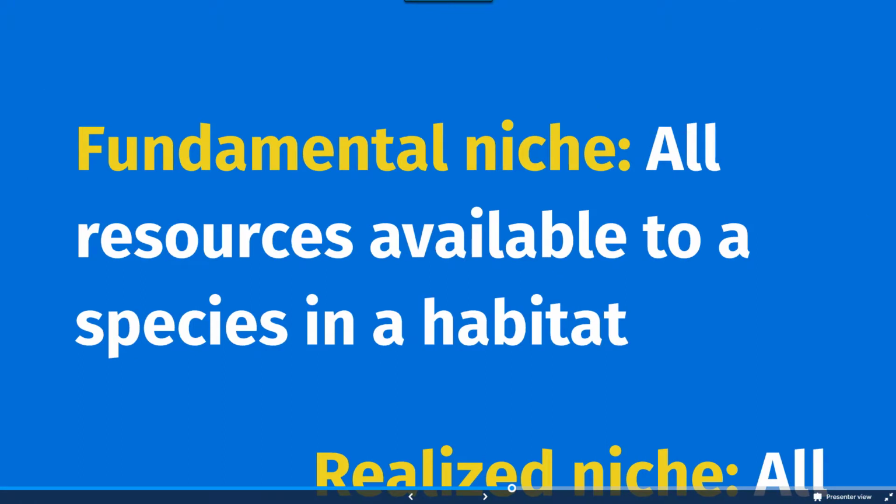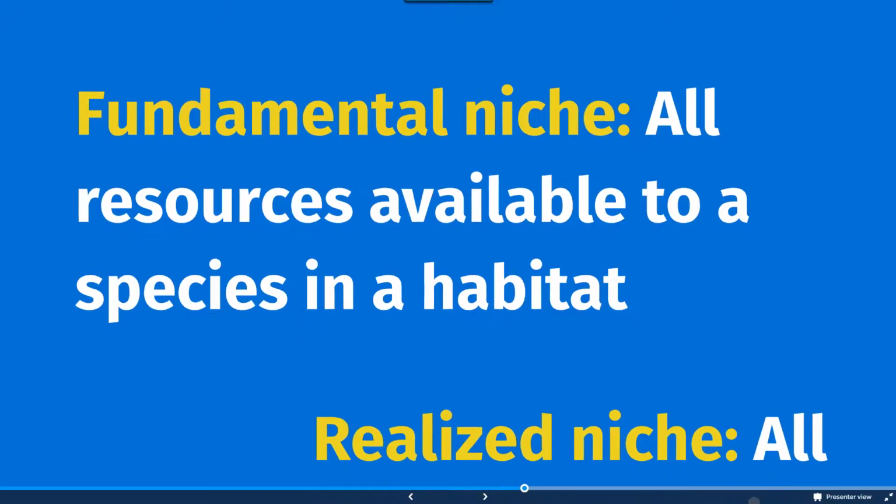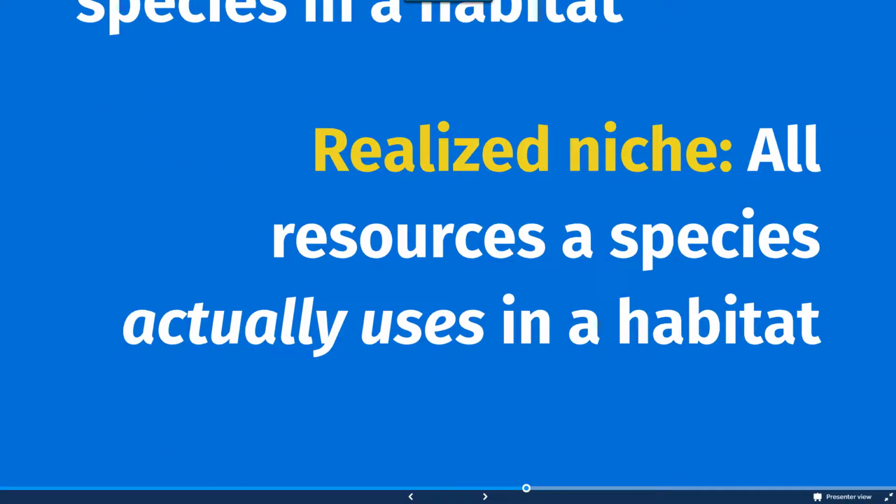We can break that concept of a niche into several different levels. The first is the fundamental niche, which consists of all resources available to a species within a habitat. The second is a little more narrowed down and specific, which is the realized niche. This is all of the resources that a species actually uses in a habitat. So let's say you go to a breakfast bar, you have all the food possibly available to you that you could want, but you're really only interested in the pancakes and the cereal. Those are your realized niche resources.